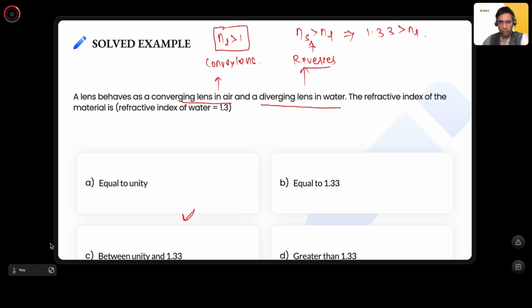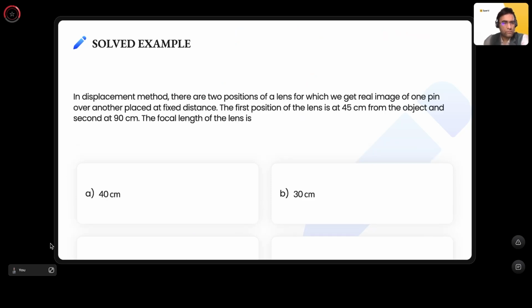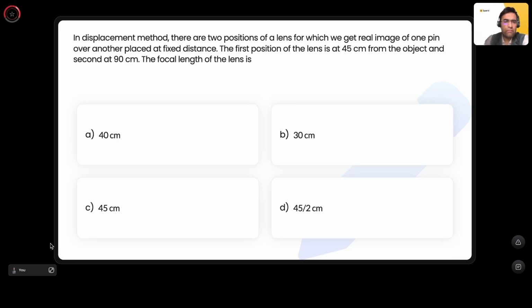Okay. Next question. In the displacement method, there are two positions of the lens for which we have a real image of one pin over another placed at a fixed distance. The first position of the lens is 45 and the second position is 90. So from here we can see that D will be equal to 90 plus 45. Okay, it will be 135.